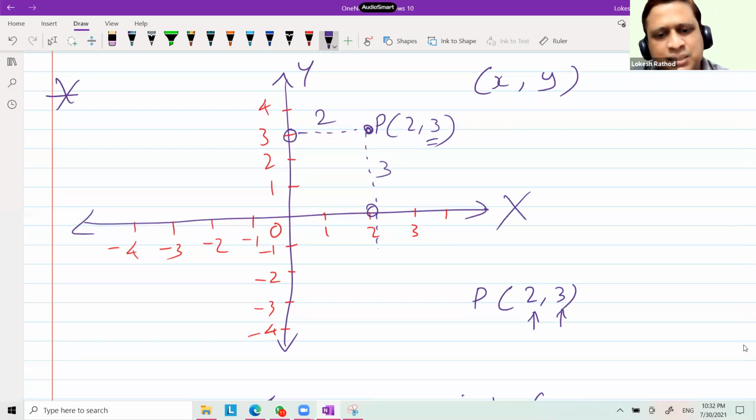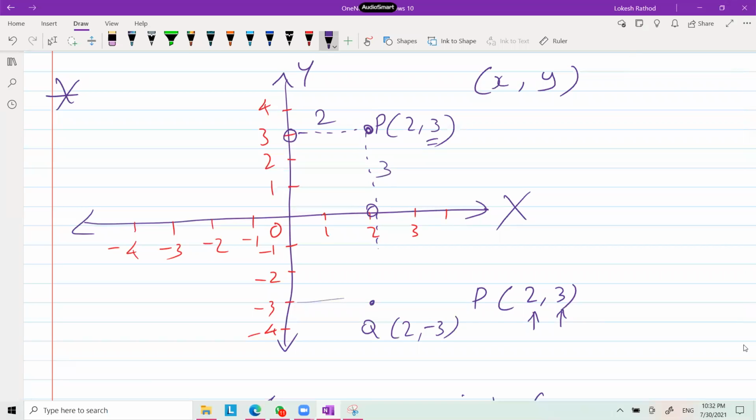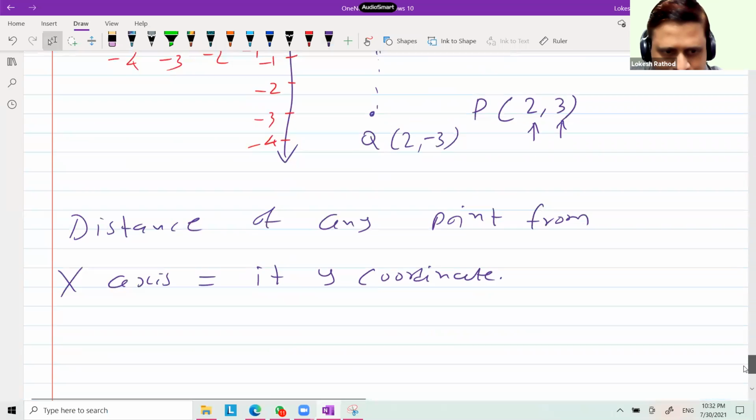Okay, we consider it as positive, right? We take the absolute value of the y coordinate. If it is -3 also, we consider 3 only. For example, here point Q is there, whose coordinates are 2 and -3, right? So its distance from the x-axis is 3 only. Even though the coordinate is -3, I consider the absolute value, right? So that is 3. So that is one thing.